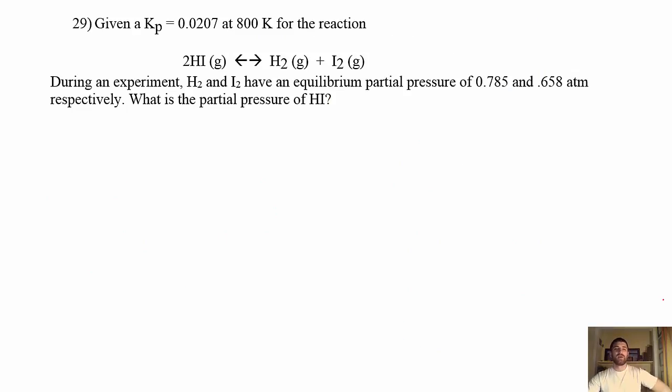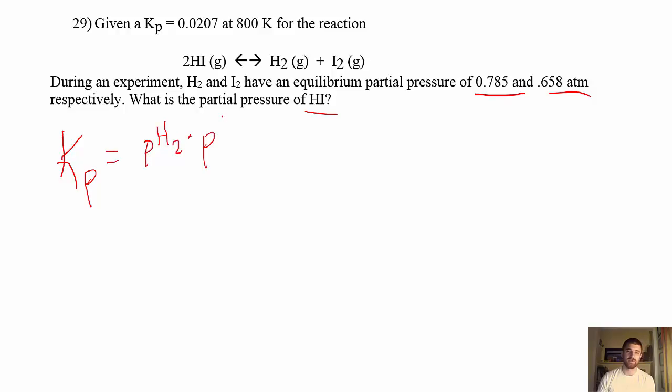One more. Given a Kp of 0.0207 at 800 K for the reaction below, during an experiment, H2 and I2 have an equilibrium partial pressure of this, respectively. What is the partial pressure of HI? This one is a much needed break from the quadratic equation. So we get Kp equals concentration. I'm sorry, we're not doing concentration, the pressure. Pressure of H2 times the pressure of I2 all over pressure of HI squared, because of that 2 right there.